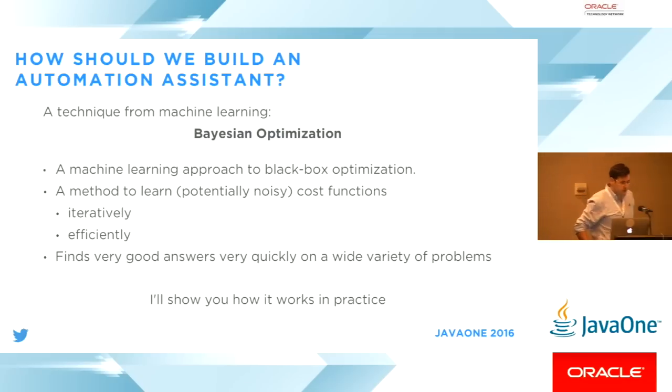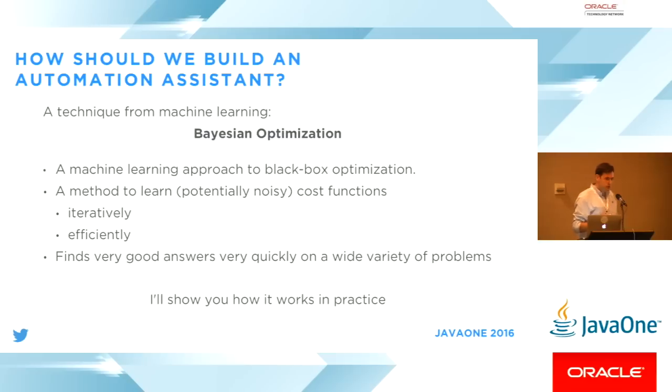Hi, I'm Alex. So we want to build a black box optimization assistant in order to speed up the process of tuning, particularly here at the JVM. At Twitter, we've done this using a machine learning technique called Bayesian optimization, and I'm going to tell you how this works a little bit.